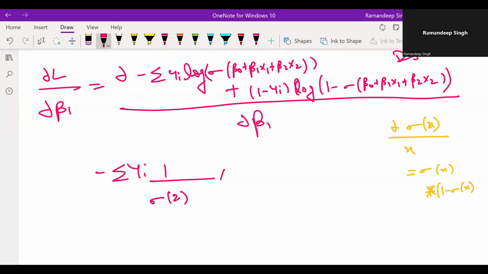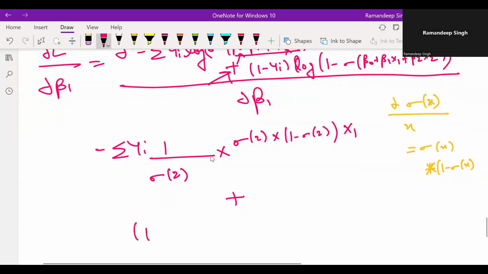So it will become multiplied by sigmoid of z into 1 minus sigmoid of z, right? And when I enter this bracket, I'm differentiating with respect to beta 1. So this term will become 0, this term will become 0, and I will be left with x1, right? Now I add this plus sign, and then I move ahead.